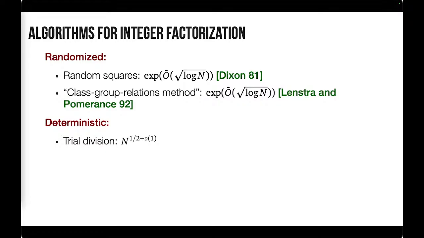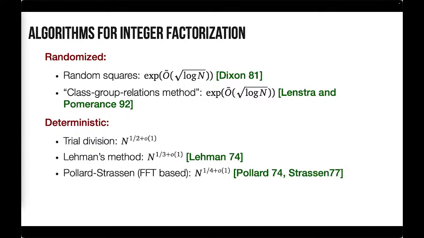So this is a trivial algorithm. And then in the 70s, Lehman gave an algorithm that runs in time, instead of n to the 1/2, n to the 1/3. So again, it's exponential. It's 2 to the 1/3 log n, right? It's exponential in the input length, but it's better than the trivial algorithm.